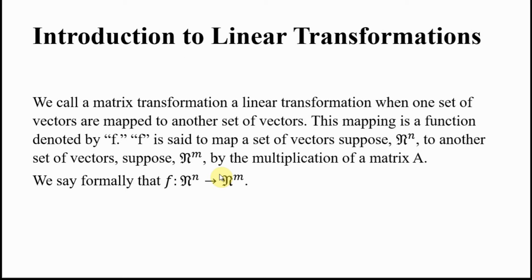F is said to map a set of vectors. Suppose here one of our supersets, Rn, vectors from it to another set of vectors, let's say Rm. Here this mapping or this function transfer is simply done by a matrix, and it's the multiplication of the matrix times a vector. So we formally say that F maps vectors from Rn to the space of Rm.